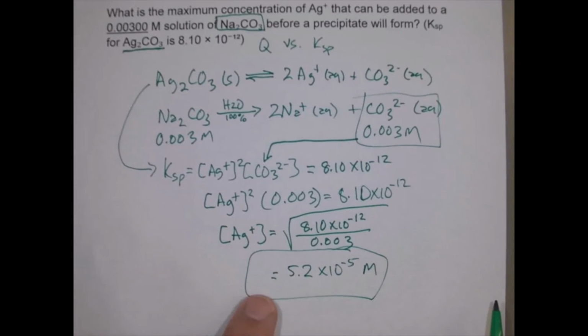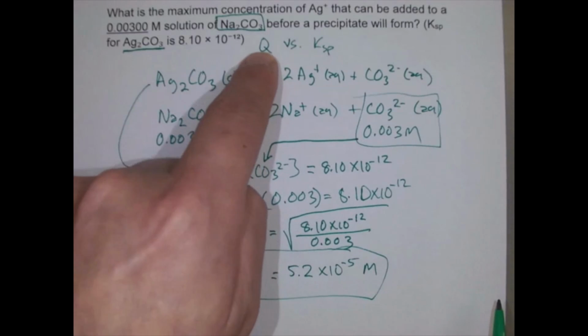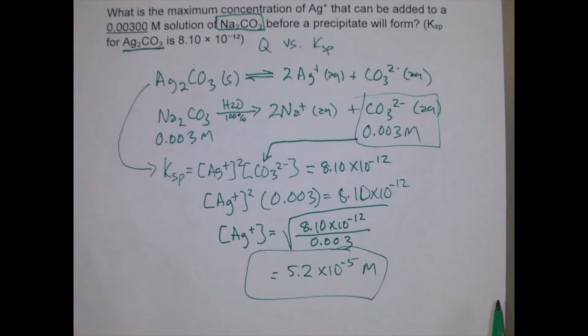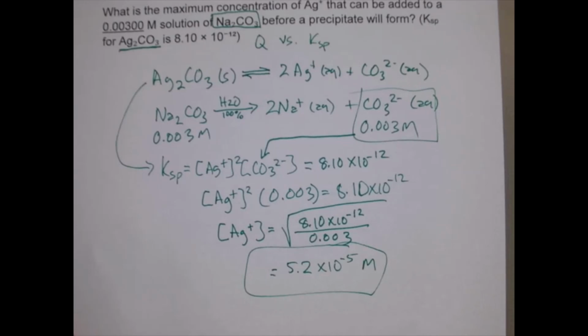Okay. So the idea here is that if that number is any bigger, then this value of Q will be larger than my Ksp, and therefore we would get a precipitate. And the question is, what's the maximum concentration of silver ion I can reach without forming a precipitate? So we just calculated that right there.